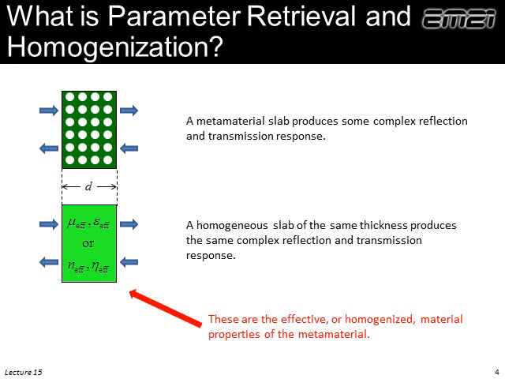Now, if we can come up with a second material that is homogeneous, so it's a smooth, continuous material with some set of electromagnetic properties, and if for the same thickness we could simulate that and get the same scattering parameters as we did above, these would be the effective electromagnetic properties of this metamaterial. So it's a one-for-one replacement of your engineered material with homogeneous properties. We call those the effective properties. Simple in concept. How do we determine those?